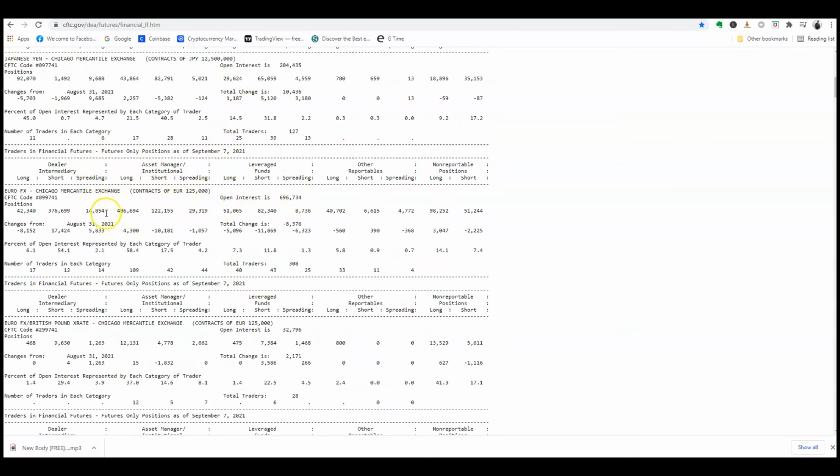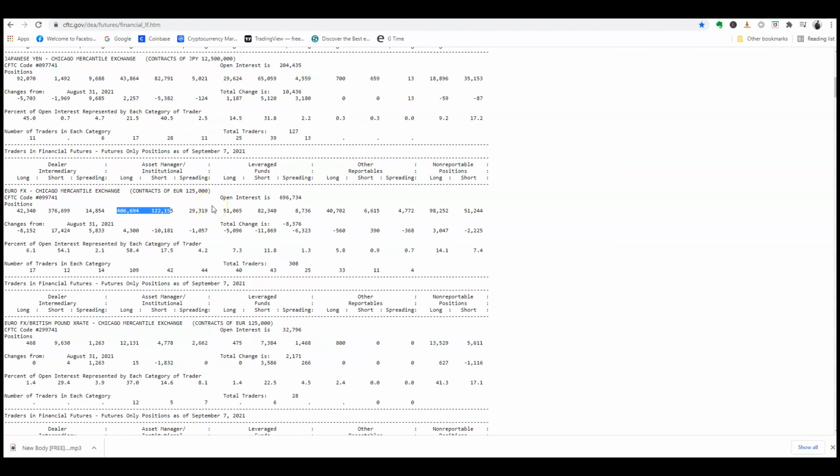And you go to Euro, you'll see the same thing. So with the dealer, you have a lot more shorts than you have longs. So you're long on the dealer. On the asset side, you're actually long because it's what it actually says, long. So that just gives more indication that the euro is strong for this week.